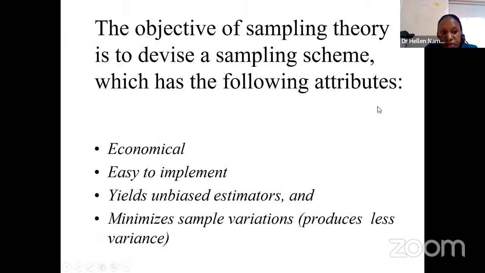All right. So the main objective of sampling theory, when it comes to sampling, the various attributes that you need to note at the back of your mind, is that you need to ask yourself: is it economical? Can it be easily implemented? Do my attributes by the end of the day give me unbiased estimates? And then also minimizing the sample variation.